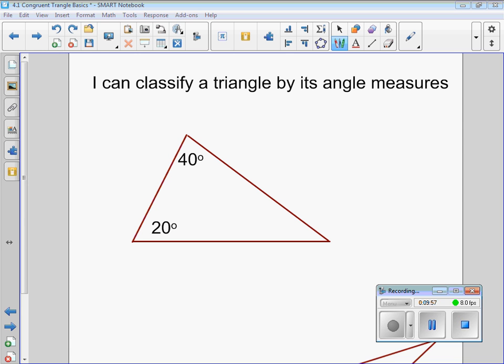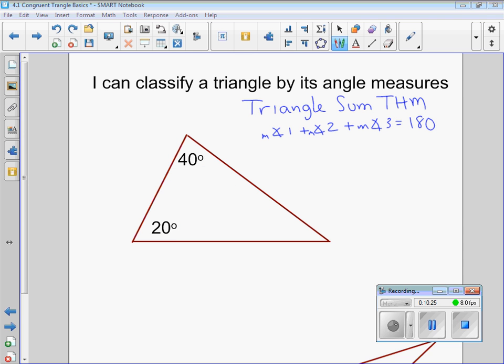This is a classic problem where you're given two of the angles. A lot of times students will jump on it and call it an acute triangle because both these angles are less than 90. But the problem is we don't know what this angle is. Before we call a triangle its name, we need to know all three angles. So we're going to use the triangle sum theorem to find that missing angle and then make sure that we understand what kind of name it would be.